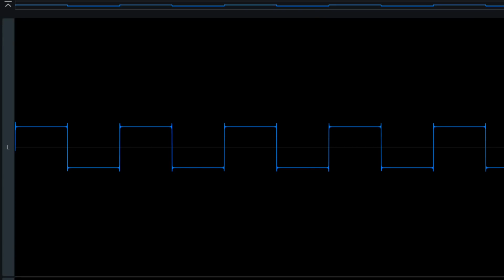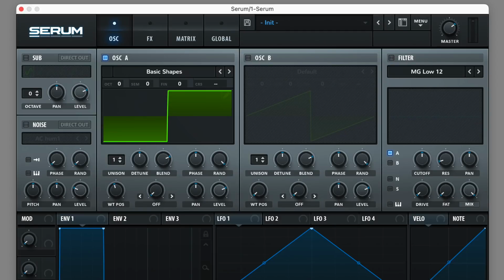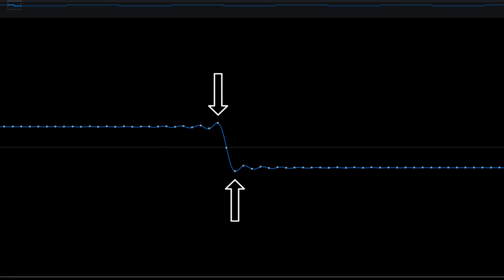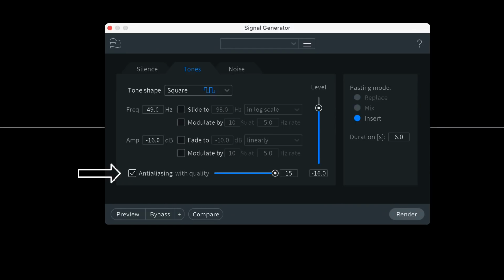Naturally. Back to squares. Have you ever wondered why your square waves don't look like perfect squares? They look perfectly square in the synth, like here in Serum, but then the waveform has all these wibbles and wobbles. There are two reasons: anti-aliasing and Gibbs phenomenon.